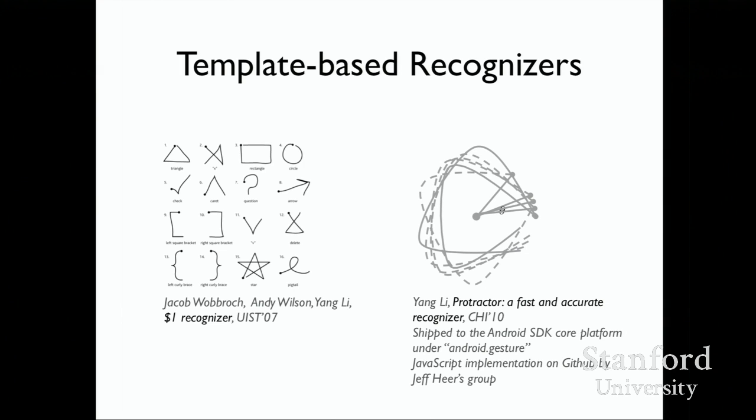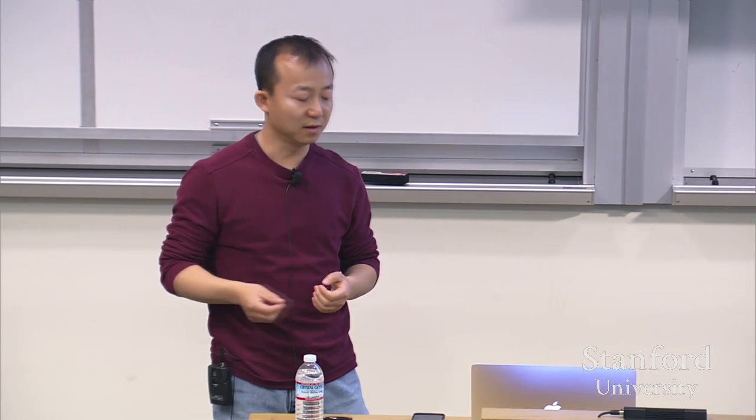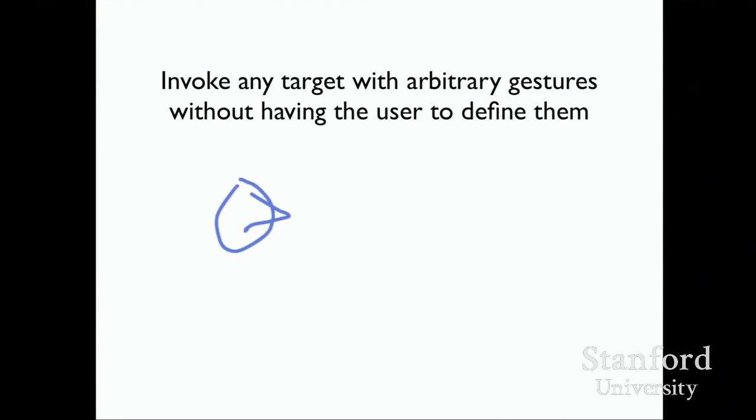But one big problem with this kind of approach is that you have to define all the shortcuts in advance, right? So it's a non-trivial effort for the user to define and memorize these shortcuts. Then we asked the question, can we infer the meaning of an arbitrary gesture without having the user actually define these gestures? It sounds like a mission impossible, right? But I want to test this with you. Can you guess the meaning of this gesture? What the user tries to activate?